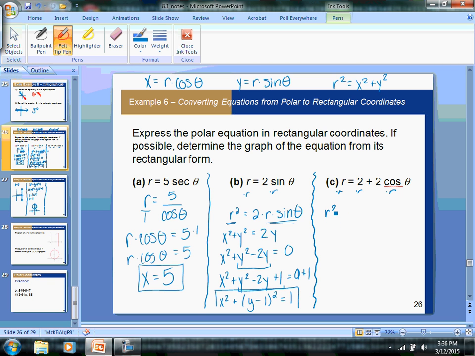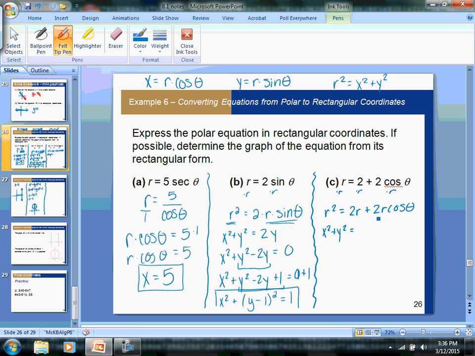So now I'll have an r squared, 2r plus 2r cosine theta. Now the r squared I can replace with the x squared plus y squared. The 2r I can't really do anything with.